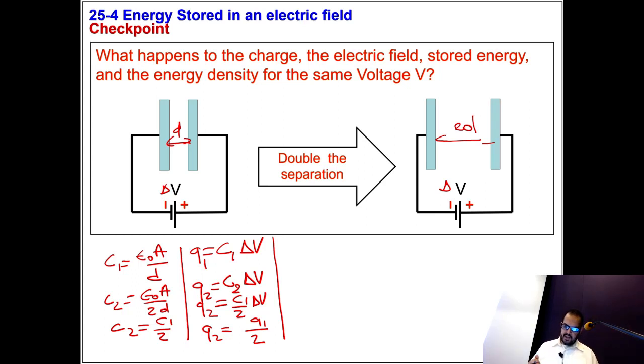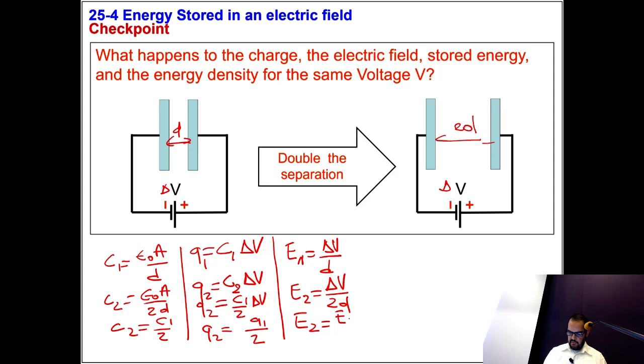So what happens to the electric field? E1 is the magnitude of delta V divided by D. E2 is delta V, because the potential is still the same, divided by 2D. So you can see the electric field is now 1/2 of the first electric field. Remember in the previous example, E1 and E2 were the same. Now it has changed. It has decreased.